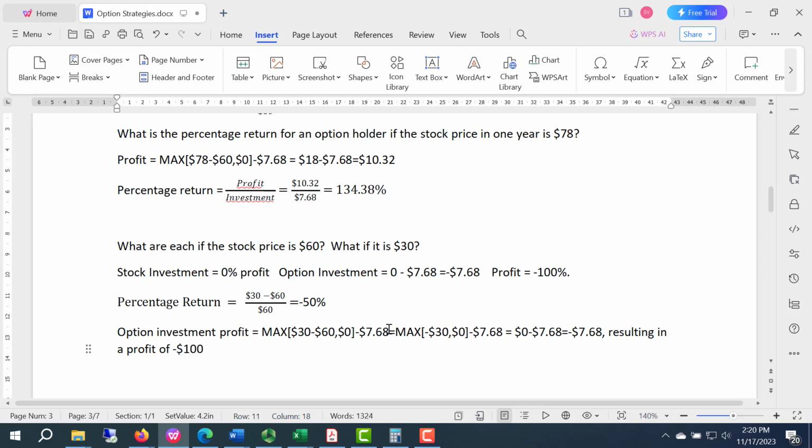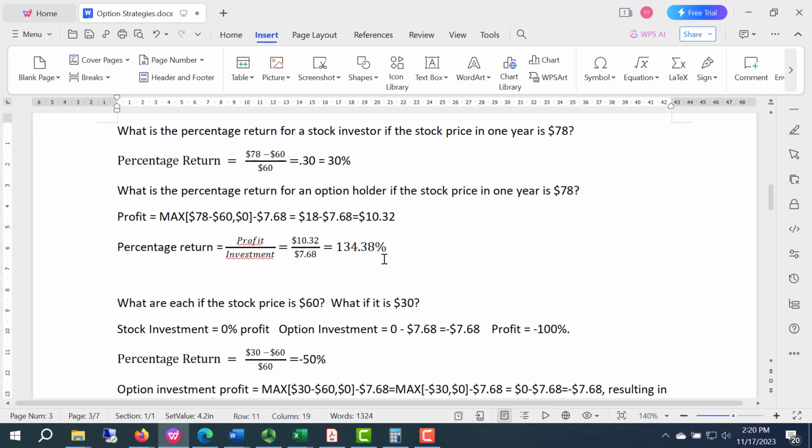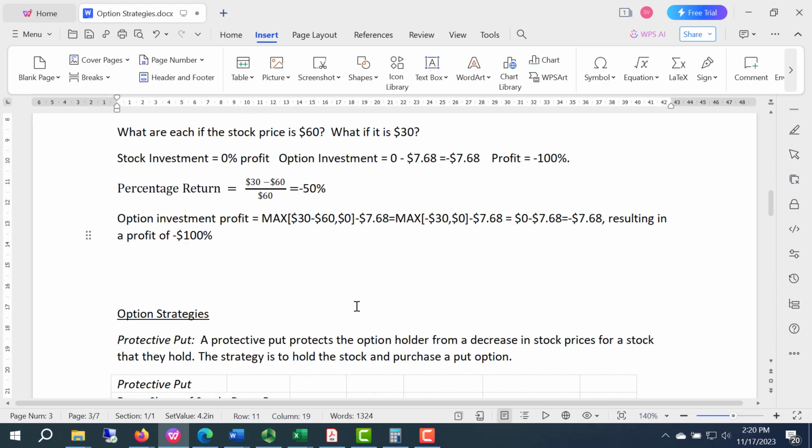And what I want you to know from this is that anytime the option is at or out of the money, then you get a negative 100% return on your option investment. While for your stock investment, the stock price actually has to go to 0 to get a negative 100% return. So while you can generate much higher returns using options, you can also generate much lower returns with options.